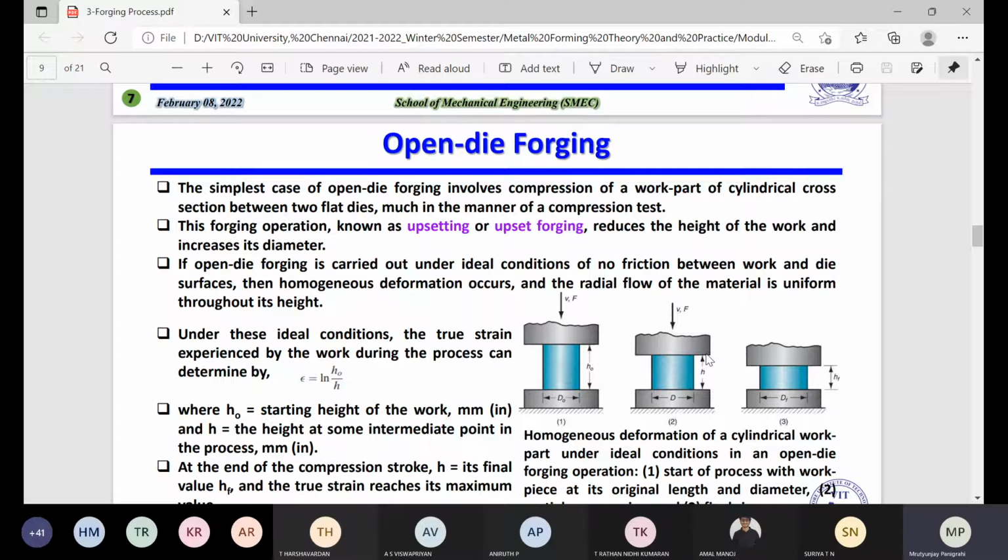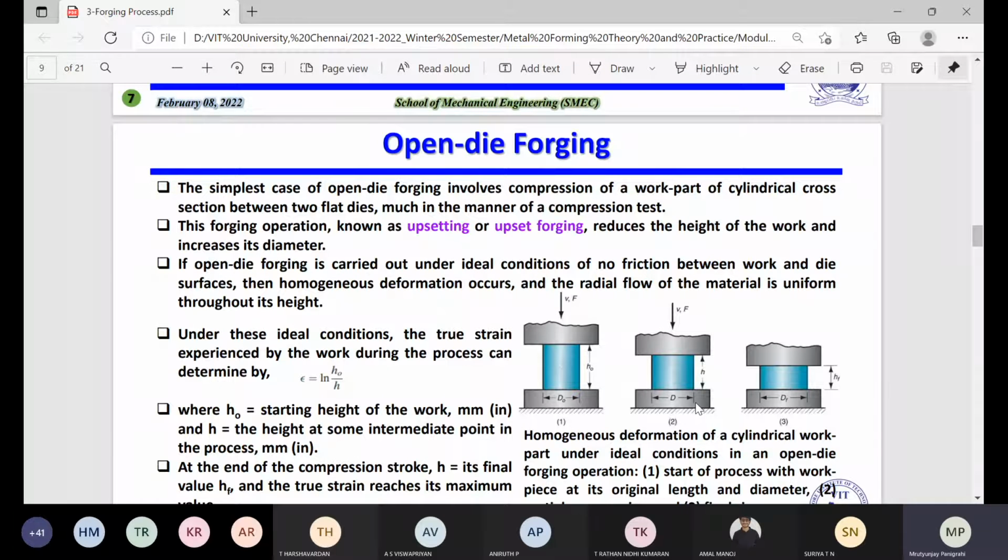So in between, when you are pressing or giving the force, the height of this billet, or the height of this sample, is decreasing because you have already pressed it. And the moment the height is decreasing, the diameter is increasing. Okay, because it is pressing. So the moment it presses, it will be flat.